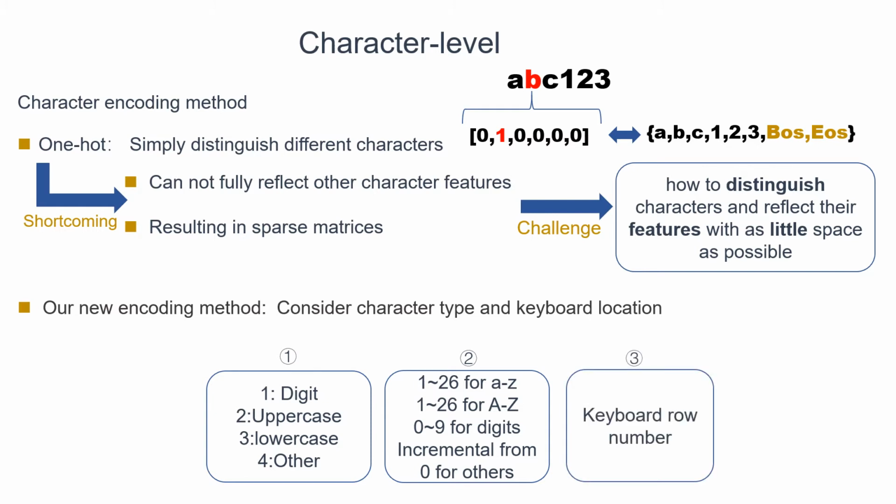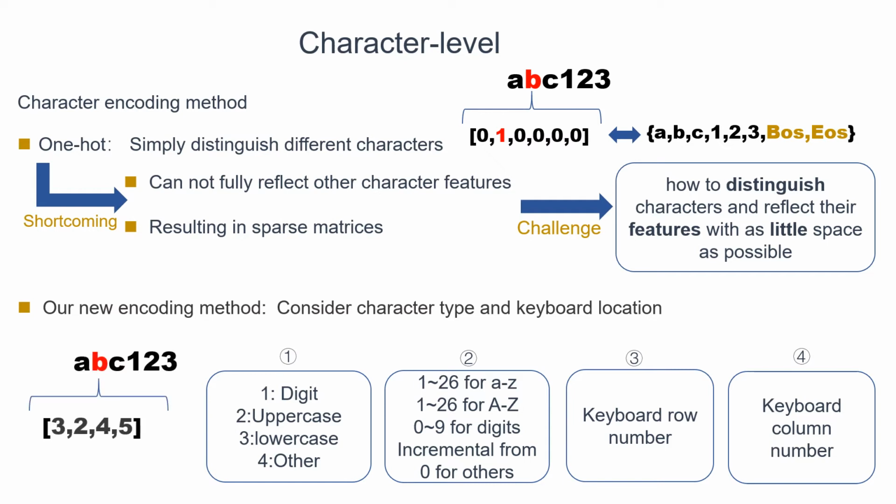The third dimension represents the keyboard row number, and the fourth dimension represents the keyboard column number. The row number of the keyboard increases from top to bottom, and the column number increases from left to right. For example, for the capital B, its first dimension is 3 because it is lowercase. Its second dimension is 2 according to the dictionary order. Its last 2 dimensions are just the keyboard locations.